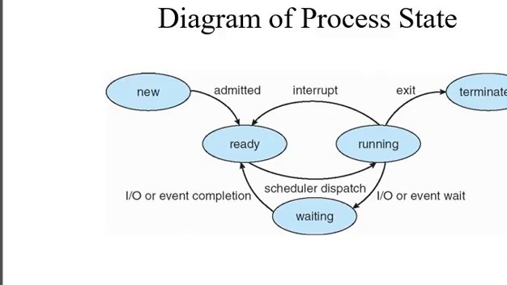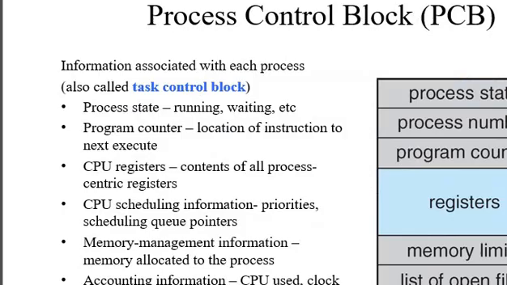and it goes to the waiting state, running, and terminated. So these are the states we have for a process, and the process control block has the process state, process number, program counter, registers, memory limits, and limits for all the accessed processes.